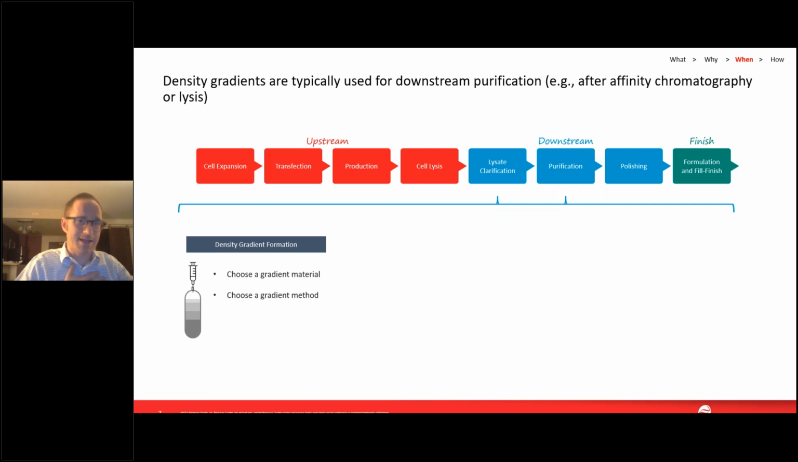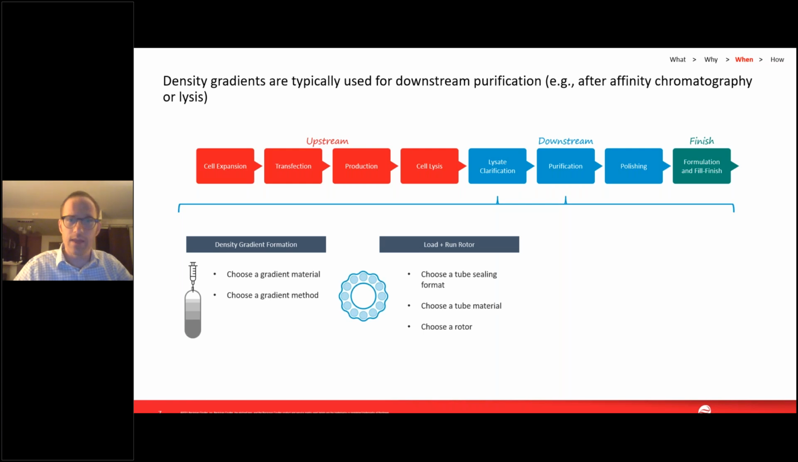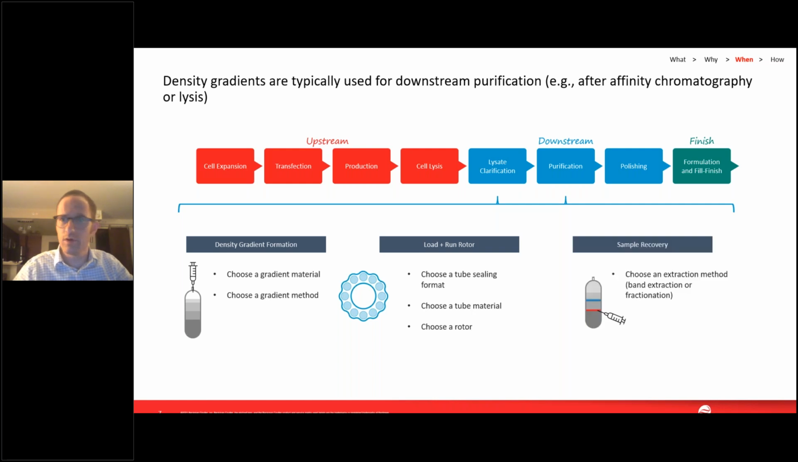I like to think first you have to form the gradient. You're choosing the gradient material. You're choosing the gradient method. That's the how of the process, and that's on our next slide. And then you choose the rotor. You choose the tube sealing format. You choose the tube material. You choose your rotor, and then you choose how you retrieve your sample.